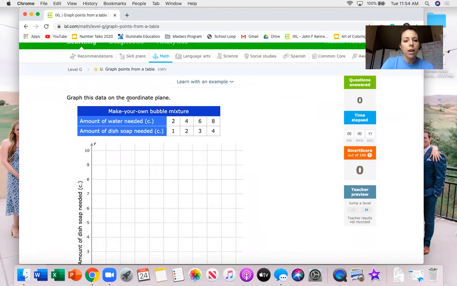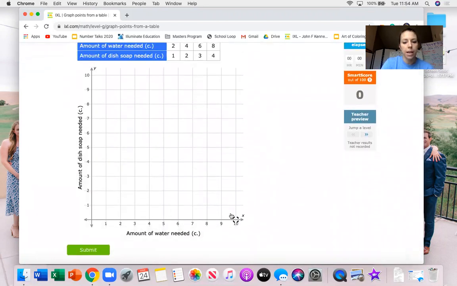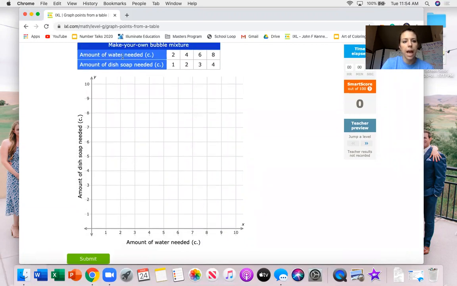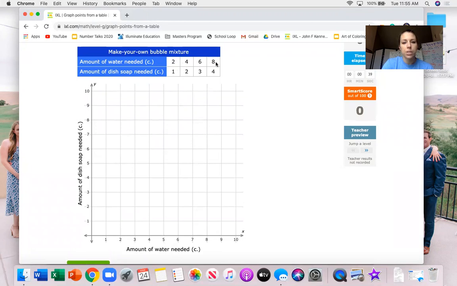Okay, graph this data on the coordinate plane. So if you look, it is the same type of coordinate plane that we had yesterday. All values are positive, but this time we're going to be looking at a table of values, and you have to match the values in the table with the axis that's labeled. So in this case, the x-axis is the amount of water needed to make our own bubble mixture, and the y-axis is the amount of dish soap needed. So you have to pay attention to these values. These are technically x's, and these are our y's.